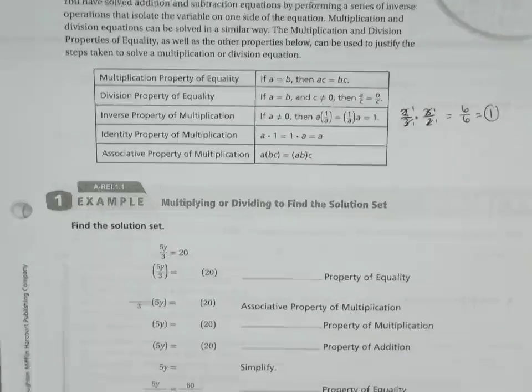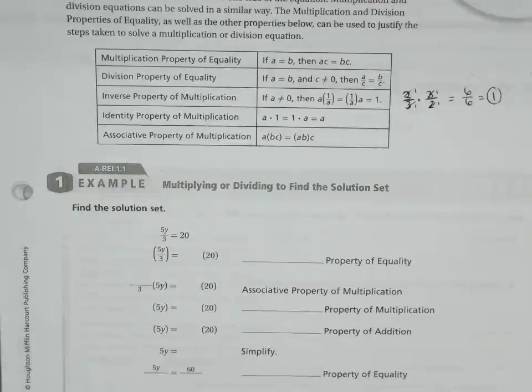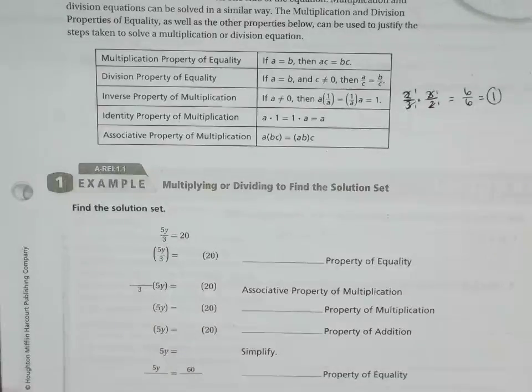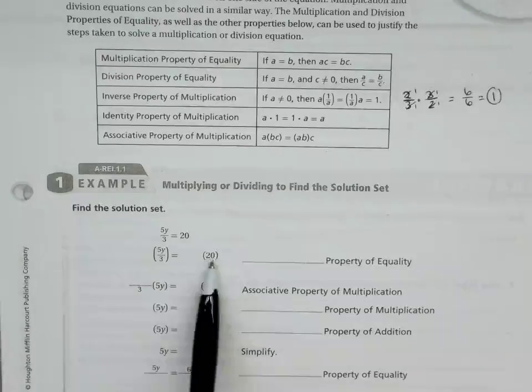Multiplying or dividing to find the solution set. All right, well, let's look. Find the solution set. 5y over 3 equals 20. So they did 5y over 3 equals 20.